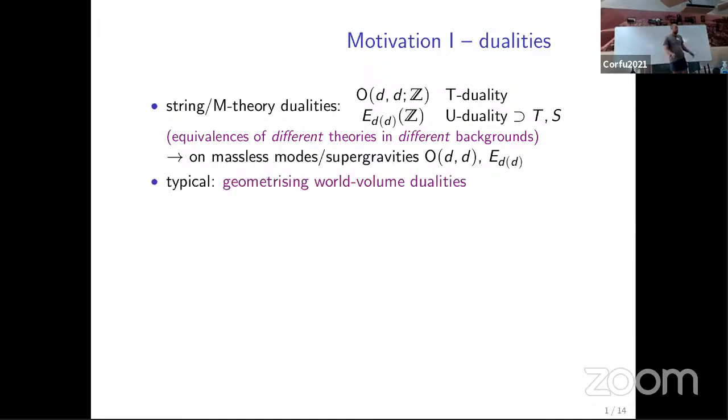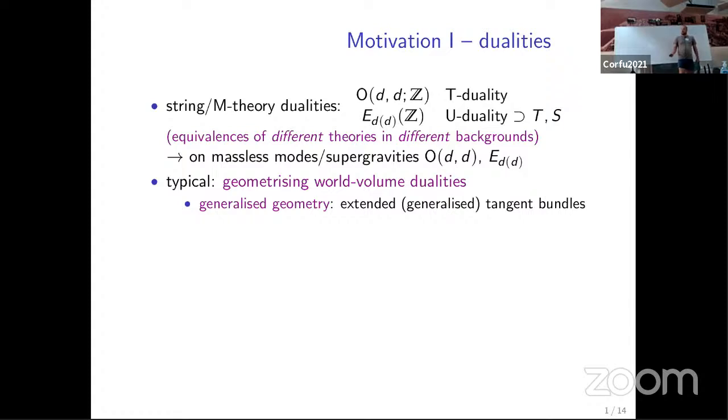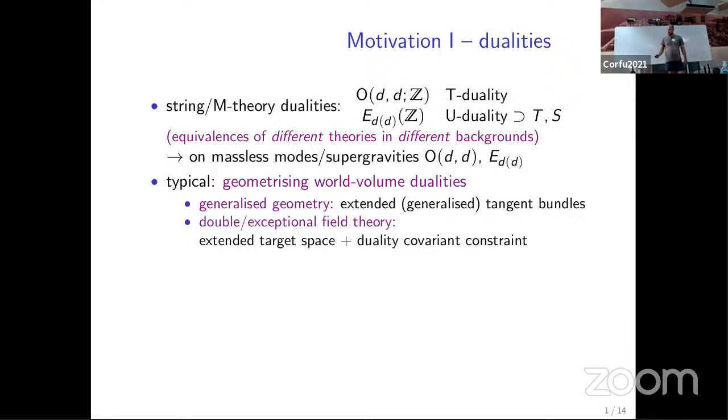And what one might want to do is, because they are physical symmetries, we would like to get a nice mathematical description of these. So we would like to geometrize the actions of these duality groups. There are really two approaches. One is called generalized geometry, where we extend the tangent bundles in a way so that these duality groups act in a natural way on them. Another way is to extend our space-time in a way that these duality groups act on it. I will use both names interchangeably during this talk.